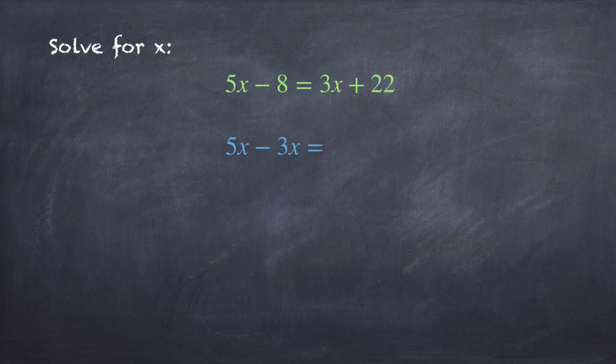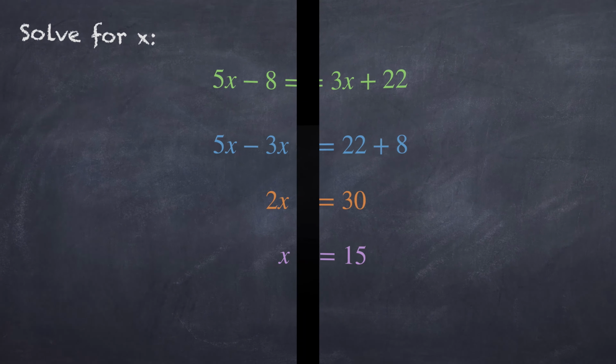Now let's solve for x. 5x minus 8 is equal to 3x plus 2. As you can see, the degree of this variable x is 1. So when we solve this, we should get a single value of x, which is 15 in this case. Now let us try to solve this question by the graphical method. So here we are getting 2x minus 30 is equal to 0.